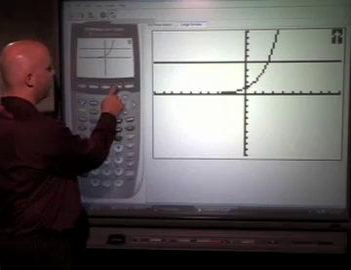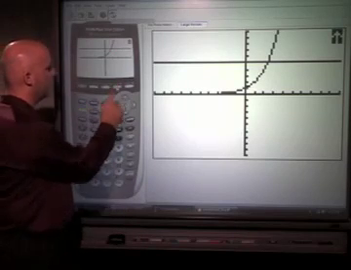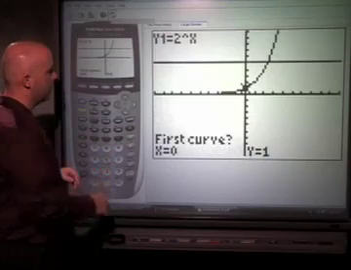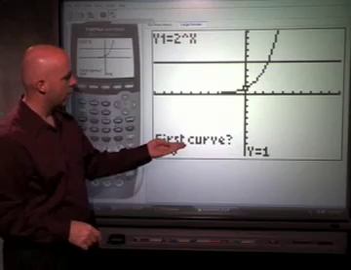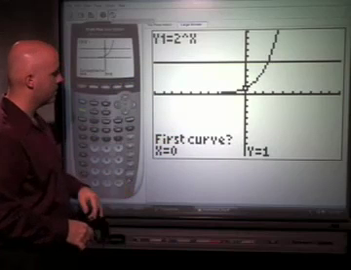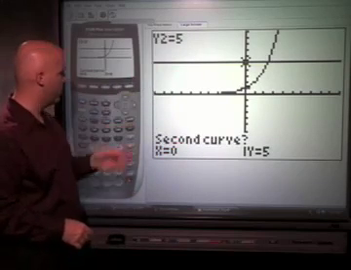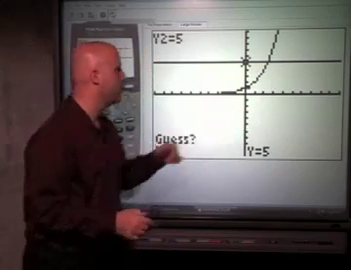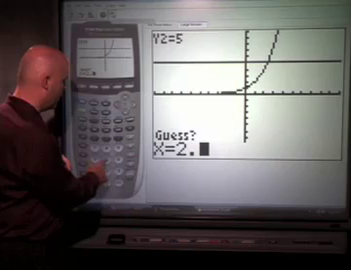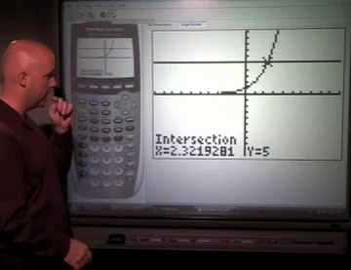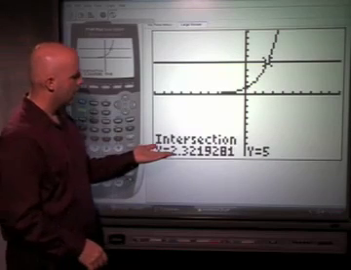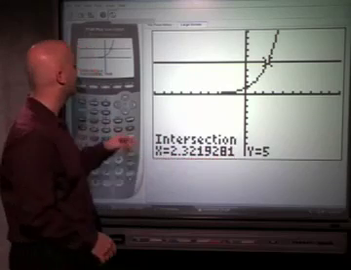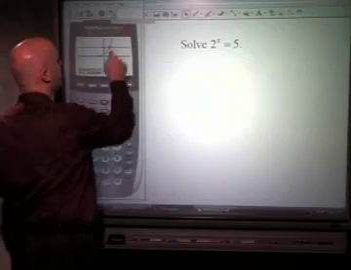To find the intersection point, we go to our calc menu. So we do second and trace. Pick option number 5 for intersect. For the first curve, we're on y1, so we'll press enter. The second curve, we're on y2, hit enter again. And for our guess, it looks like it's between 2 and 3, so we'll use 2.5 for our guess. Hit enter. And it turns out that intersection point is approximately 2.32, comma 5.